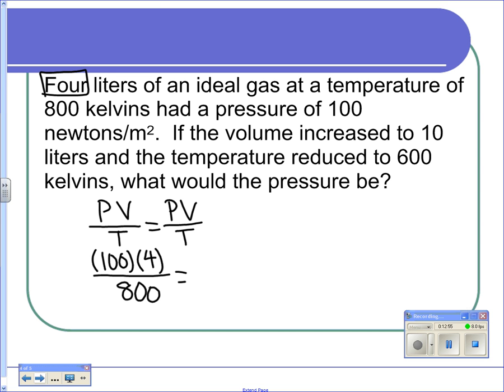And then, okay, we're looking for P. Do we know the volume? It increased to, not increased by. Yeah. And then what would be the temperature? Does that make sense? So now we know what we're solving for, P. So now we can cross multiply and all of that. Okay?